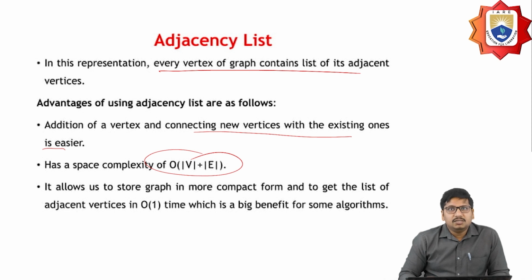So the adjacency list is going to have the following advantages. The space complexity is less when compared to the adjacency matrix, and it allows us to store the graph in a more compact form, which is a big benefit for many algorithms.